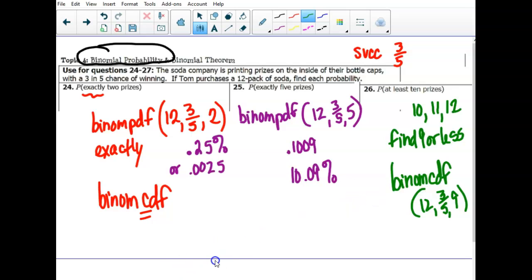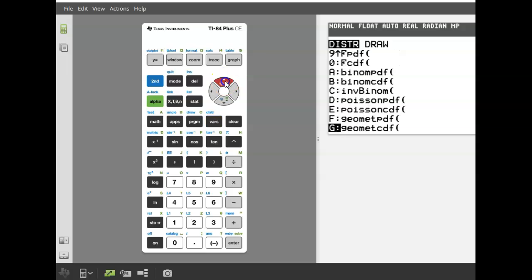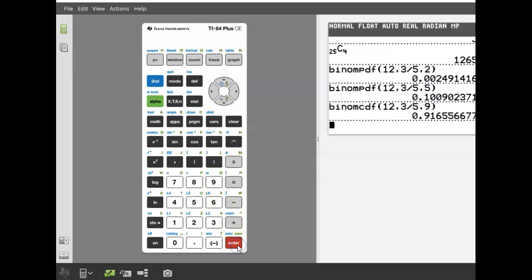The question on the quiz is more likely to say 9 or less, but if we really want more than 9, we're going to have to find the opposite of it after we're done. So 12, 3/5, 9 or less is this percent, which is 91.7%. But if he really wants 10 or more, then he needs the 1 minus that.